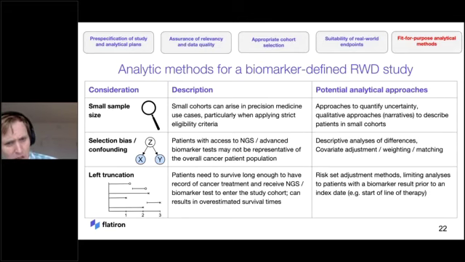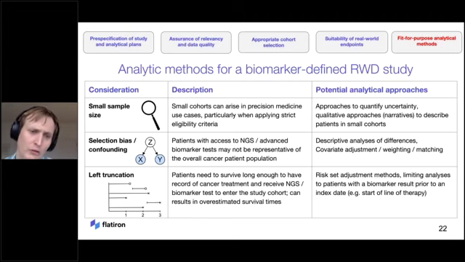The last thing I wanted to focus on is some of the analytic methods that we are thinking about at Flatiron, and working with our clients and with regulators and academic institutions to think through how we handle them effectively. So first, we know that small cohorts can arise when we are limiting to a very small biomarker-defined cohort. So we're thinking about ways to quantify the uncertainty in these cohorts, as well as constructing patient narratives or other ways to effectively view these cohorts.